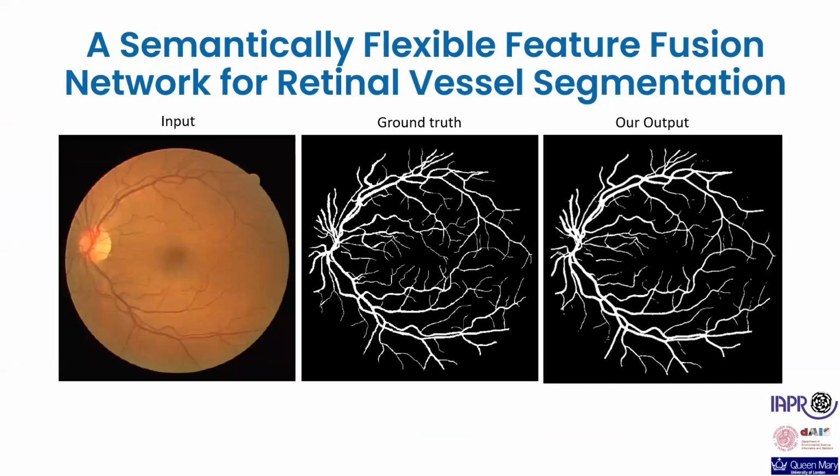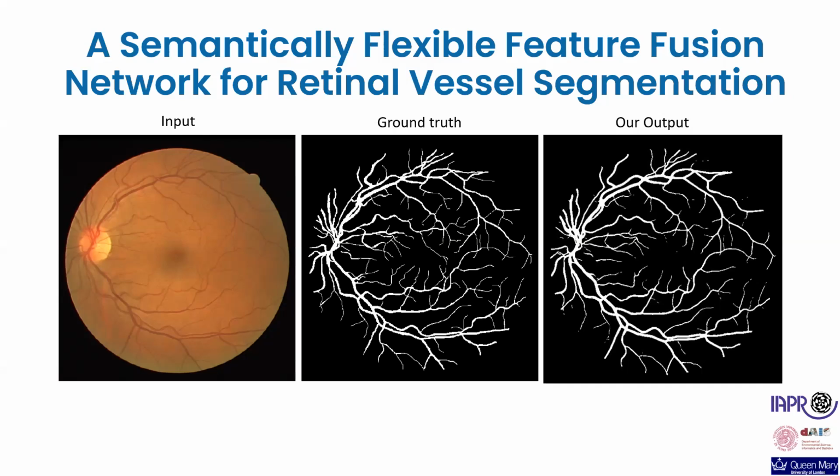As shown in the picture, on the left we have a retinal fundus image as an input. The middle image is the ground truth or human annotation image, and the image on the right is our output image. A retinal fundus image includes various structures, including optic cup, optic disc, different pathological conditions, and a network of vessels. The task is to segment vessels as similar as possible to the human annotation or the ground truth image.